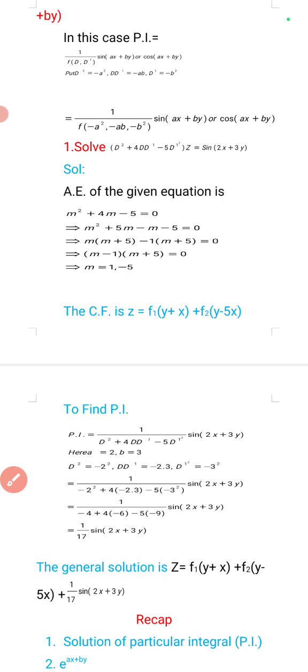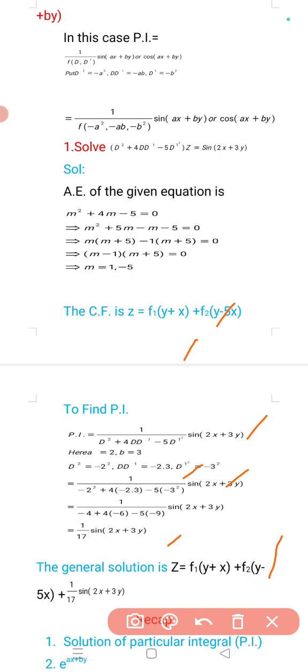Now going to the second part, that is to find the particular integral. To find the particular integral, we have to write PI is equal to 1 by f of d comma d dash into capital F of x comma y. In f of d comma d dash, whatever is present here, capital D square plus 4d dash minus 5d dash square, we just substitute it. In capital F of x y place, we write sine of 2x plus 3y.